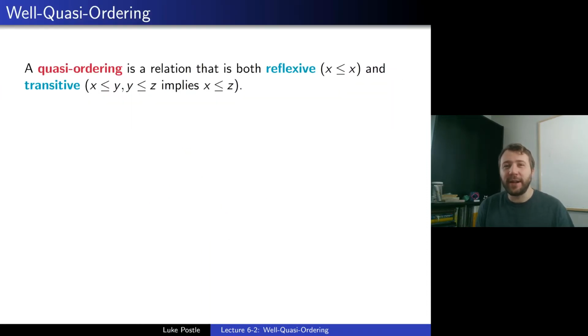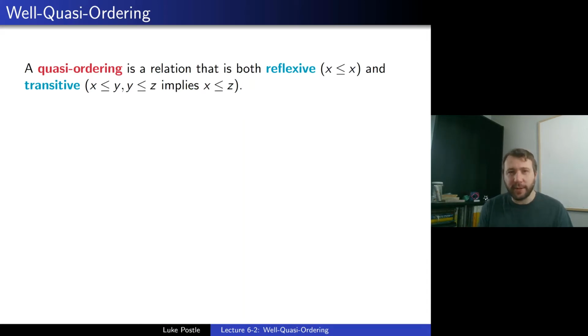So what is well-quasi-ordering? Well, let me remind you what a quasi-ordering is. A quasi-ordering is a relation that is both reflexive, so where every element is related to itself, that x is at most x, and transitive, that is, if x is at most y and y is at most z, it implies that x is at most z. So this is a quasi-ordering.